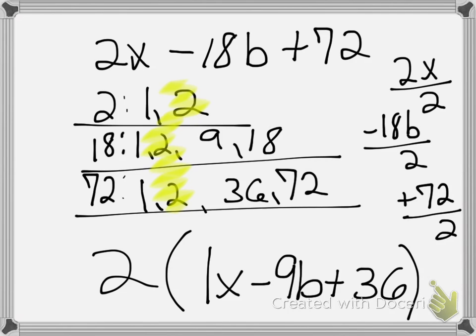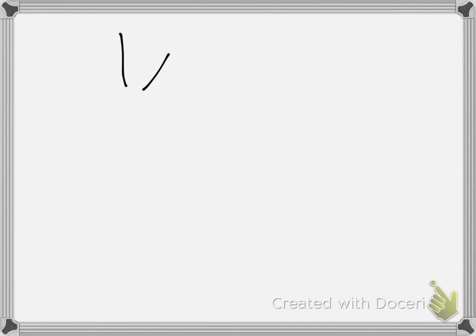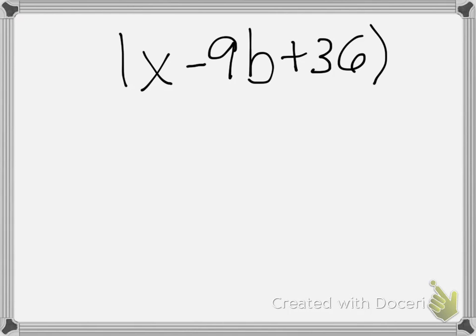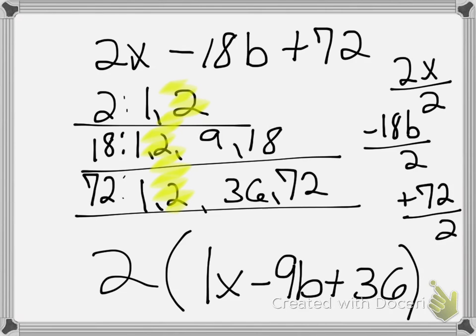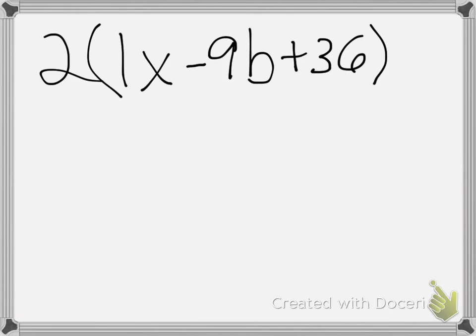It's positive. Now, the way I would know this is by rewriting the problem and working it out. 2(1x minus 9b plus 36). And we factored out 2. Now, how do I know that what I worked out all this stuff down here is going to give me the right answer? The way I can do this is by distributing and going backwards.